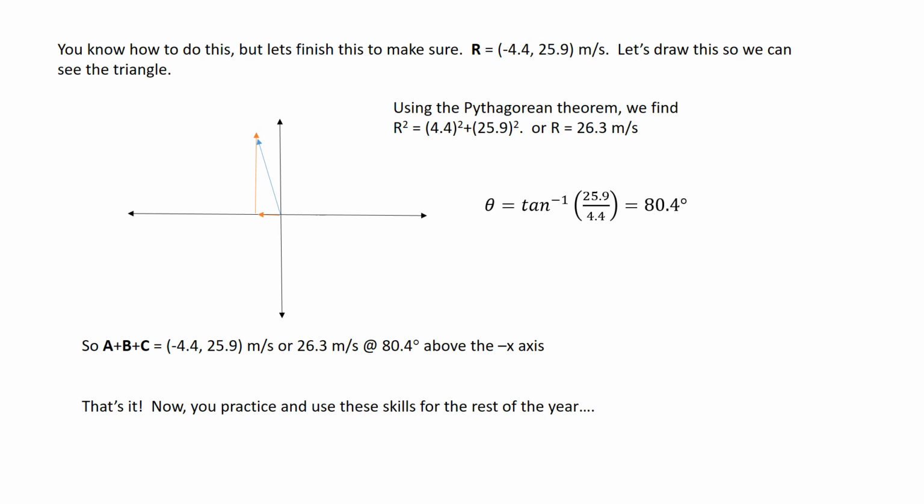That's it. That's how to add these vectors together and how to do the trigonometry. It's a little bit complicated, but none of it is overwhelming. You need to know right-angle trigonometry, you need to be able to draw right triangles, and you need to be able to do SOHCAHTOA. I want you to practice these, and then anytime we use vectors, these are the skills you use for the rest of the year.